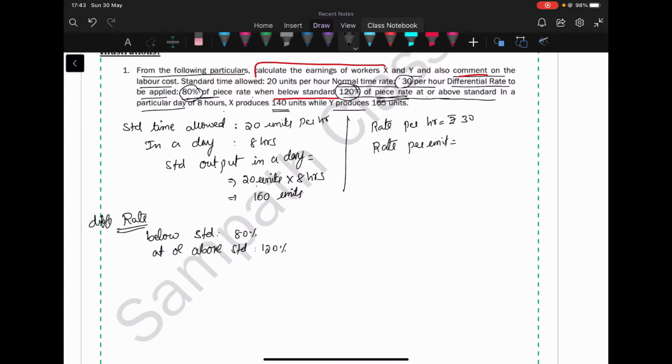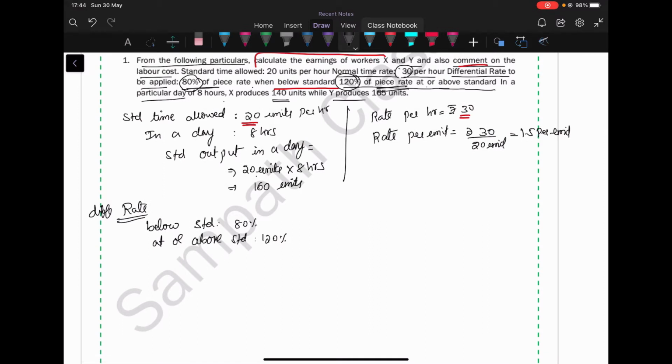So how to find out? See, in 1 hour 20 units has to be produced, and in 1 hour we are paying 30 rupees. It means 30 rupees we are paying for producing 20 units. It means 1.5 rupees per unit. Right.